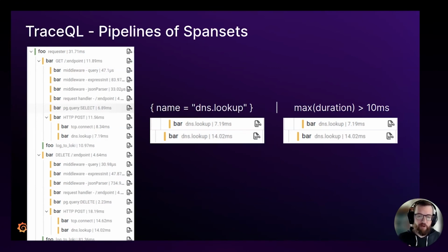So that first part before the pipe is going to only find the spans where name is DNS lookup, that's 2. And then past this, we're going to go to the next operator, and we're going to see if the max duration of those 2 is greater than 10 milliseconds.